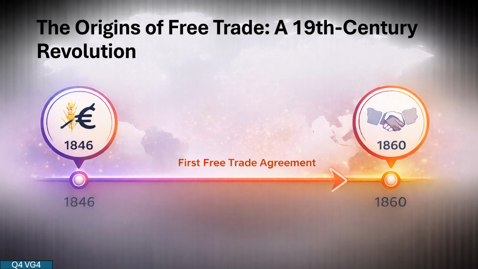Free trade as a global system began in the 19th century. In 1846, Britain repealed its grain tariffs, a radical move that reduced food prices and boosted trade. 16 years later, Britain and France signed the Cobden-Chevalier Treaty, the first major free trade agreement. It cut tariffs on industrial goods, setting a precedent for future deals. These two events marked the birth of modern free trade, removing barriers to make commerce easier.